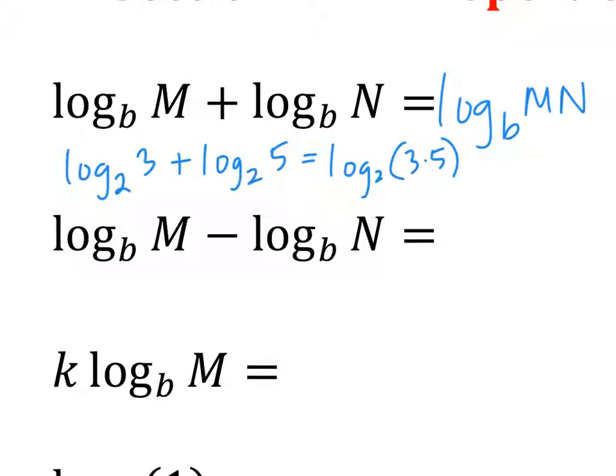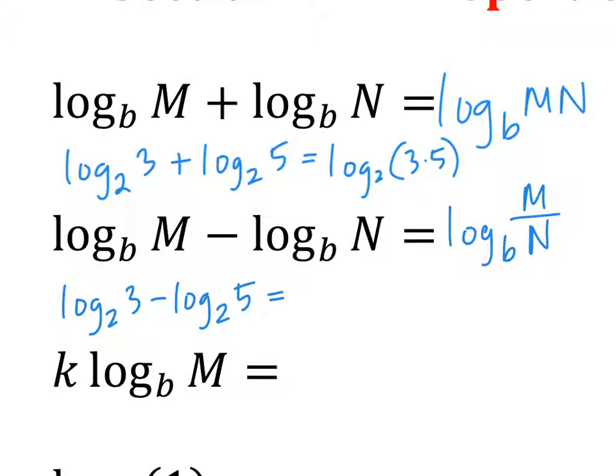Okay, and then the other one is also true. If you have two logs of the same base and you're subtracting them, then it is the same thing as combining into one log, but you're going to divide: the first one divided by the second one. So I'm going to use the same numbers again. If you have log base 2 of 3 minus log base 2 of 5, and you want to combine it into one log, it's log base 2 of 3 divided by 5.